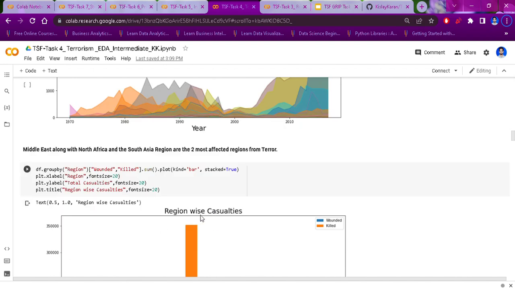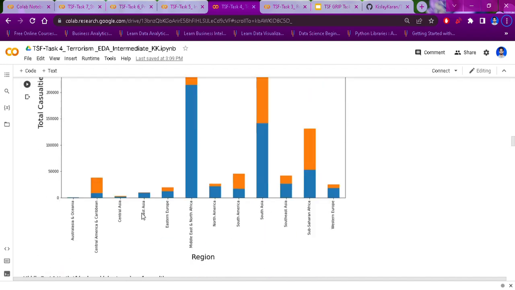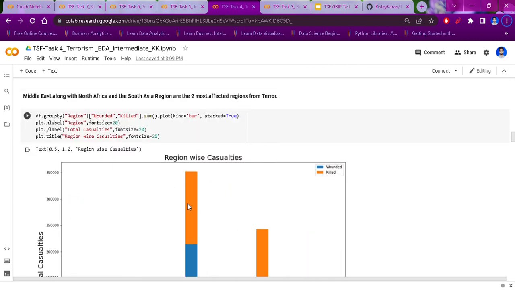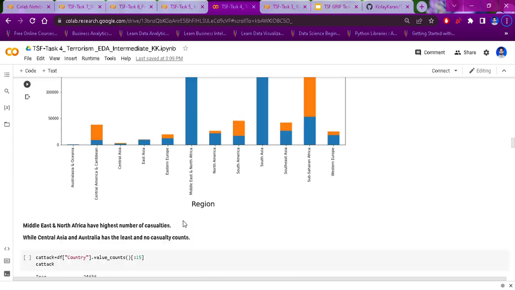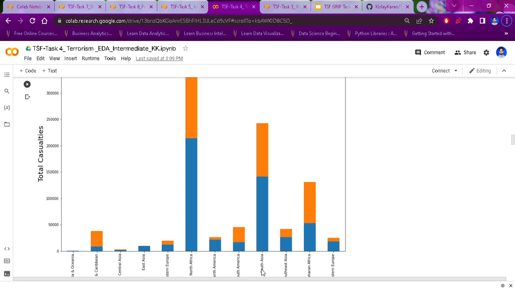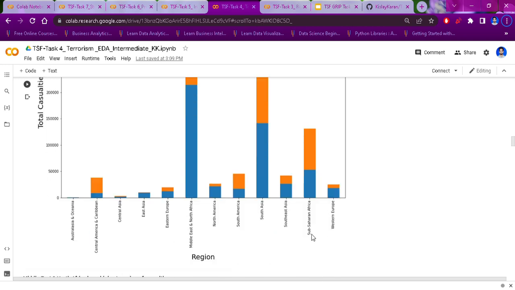Then region wise casualties we'll be measuring, like which region had the most casualties, both killed and wounded people. So again we find that the Middle East and North Africa have the highest counts, followed by South Asia and Sub-Saharan Africa.